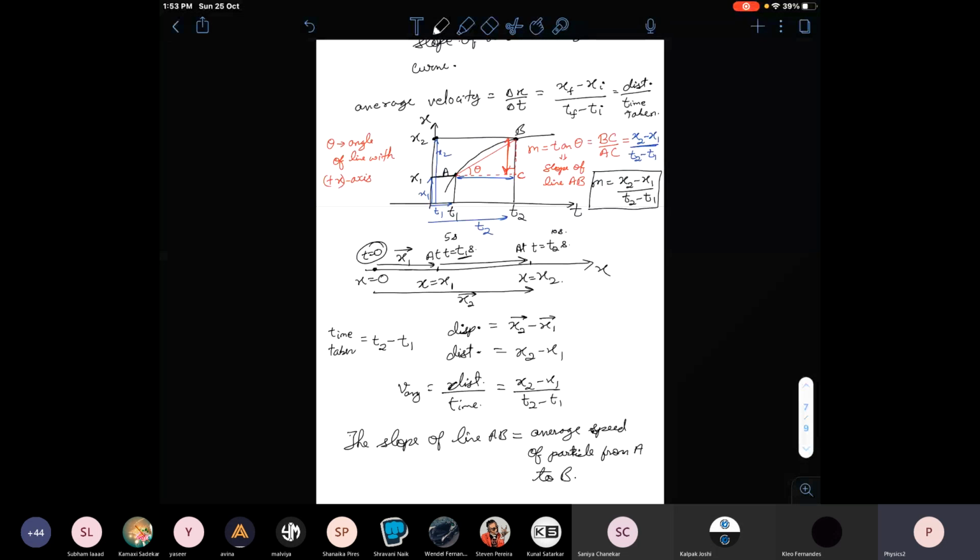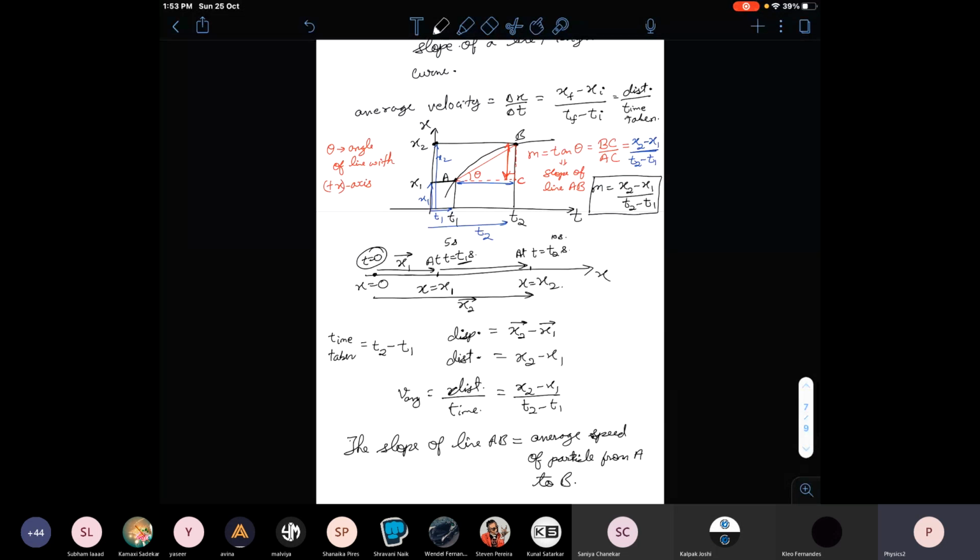Okay, most of you must have written it. So this is the geometrical meaning. This is how you represent velocity on a graph. You draw an x-t graph, a position time graph, and draw a straight line between the points A and B. That straight line's slope will be the average velocity.